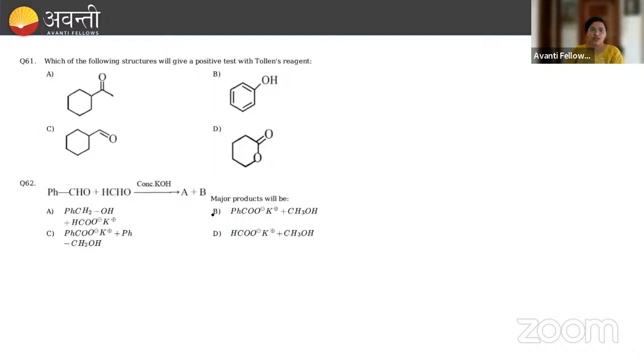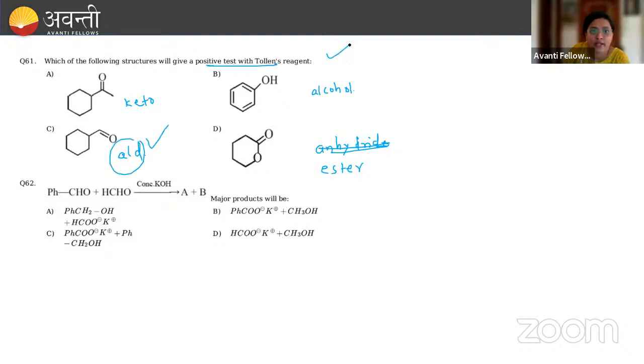Next, which of the following structures will give a positive test with Tollens reagent? So in order for the Tollens test to occur, what should be present in our given compound? See here, a keto group is present. Here an alcohol group is present as well as an aromatic ring. Here an anhydride group is present. Here, sorry, ester is present. Here an aldehydic group is present. So the aldehydic group gives a positive test with Tollens reagent. So our answer will be C.